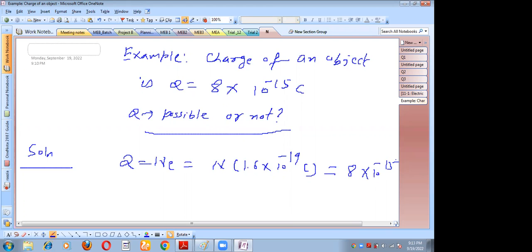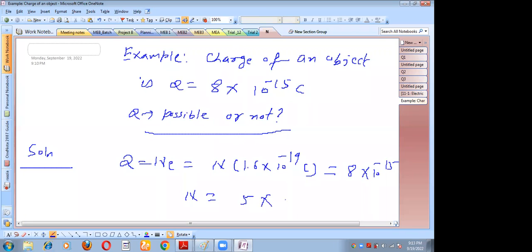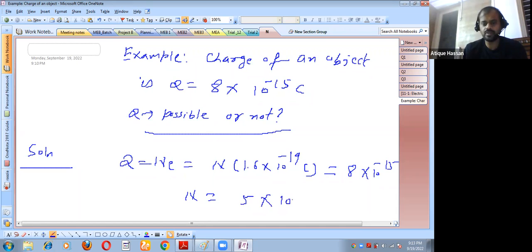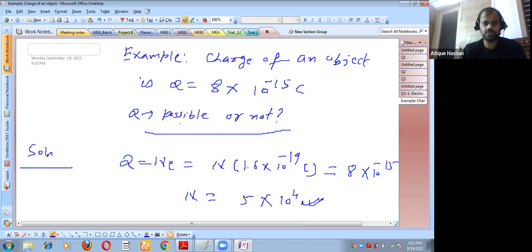Sir, 5 into 10 power 4. All right, so that is an integer. You are getting the value of n as 5 into 10 to the power 4. Are you sure you are getting 4 or 5? Oh, okay, we are getting 4, correct. So that is an integer. So yes, you can say that this charge is possible, right? This is the basic property of quantization of charge.